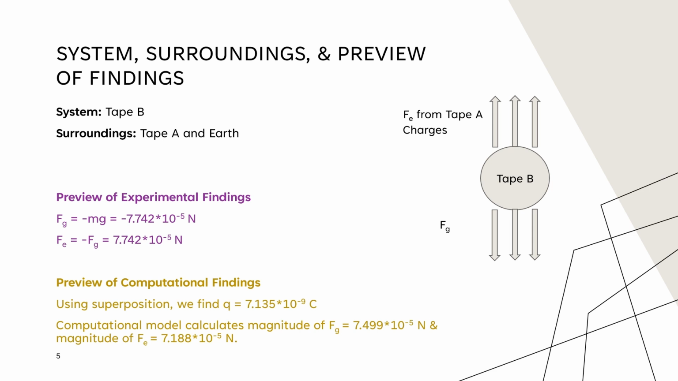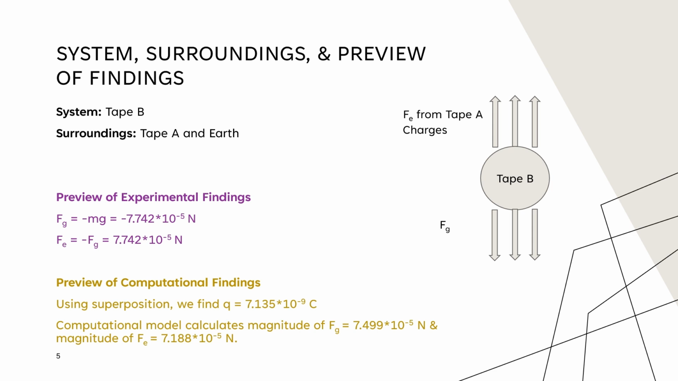A preview of our experimental findings is that Fg equals negative mg, which is equal to negative 7.742 times 10 to the negative 5 newtons. And because it's our experimental findings, Fe is found by taking the negative of Fg, which is the same thing in the positive y direction. A preview of our computational findings: using superposition, we find Q equals 7.135 times 10 to the negative 9 coulombs, and that's the charge on one tape.